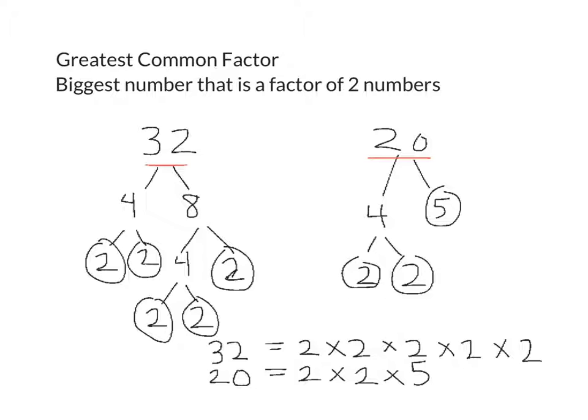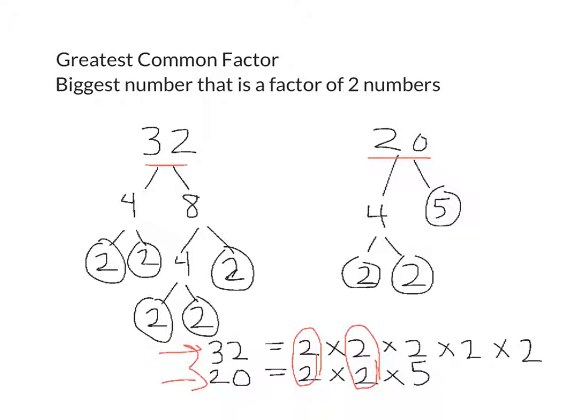So 32 is 2 times 2 times 2 times 2 times 2. That's what that says right there. And 20 is 2 times 2 times 5. Now if you look at the list down here, we've got some shared factors. One shared factor is a pair of 2's. Another shared factor is another pair of 2's. And now we don't have any more shared factors. We have 3 2's on top and 1 5 on the bottom.